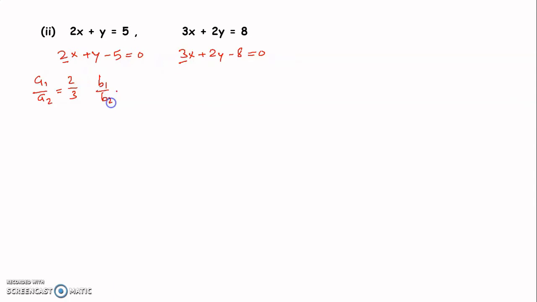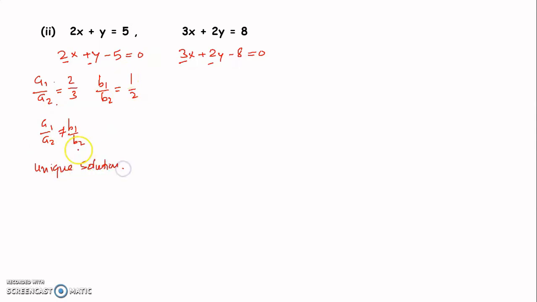Same way, the ratio of b1 by b2. So b1 is 1 and b2 is 2. So here we can directly say that a1 by a2 is not equal to b1 by b2. No need to find out the ratio of c1 and c2 because this is not equal. So we will have a unique solution.